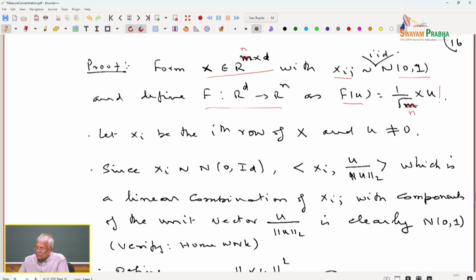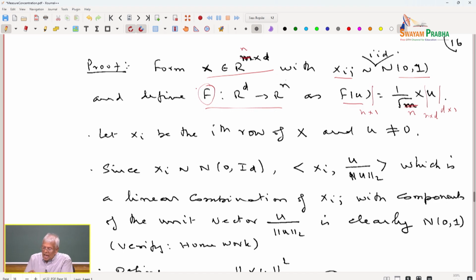Now please remember, u is d by 1. I am going to design my X to be n by d. So f of u is a vector of size n by 1, and we have assumed n is much smaller than d. So we are going to reduce the dimension, and this reduction is by the mapping f. Another specific thing we need to realize is that this mapping is realized as a linear transformation, X. Linear transformations are easy to implement.